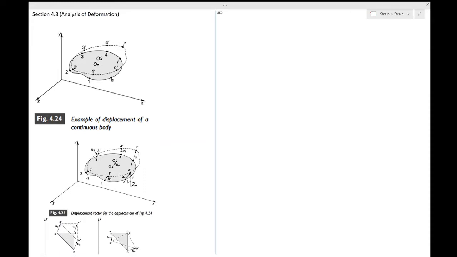Okay, now we'll begin with our section 4.8, which is about the analysis of deformation. So thus far in this chapter, we have considered the force balance at a point within a stressed body. The results which have been obtained were based on the requirement of equilibrium and are equally true for a hypothetical rigid body or for a real body which deforms under the action of stress.